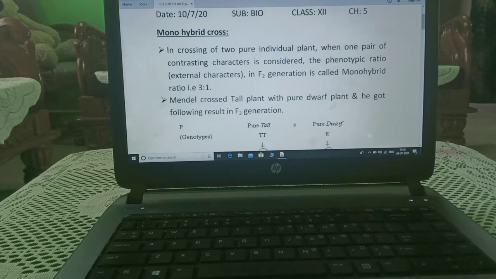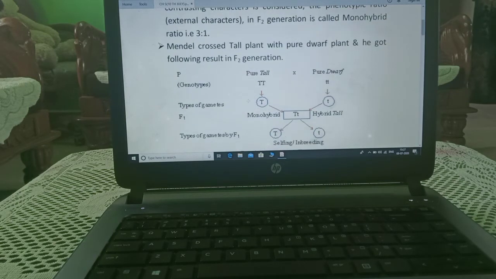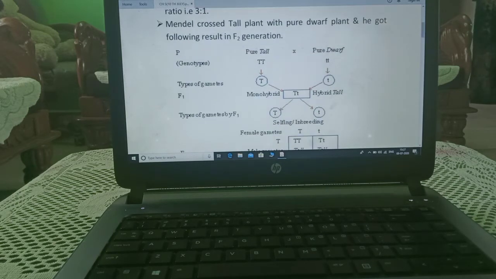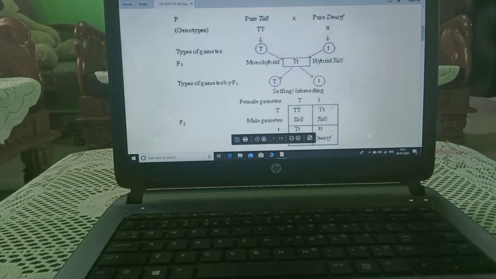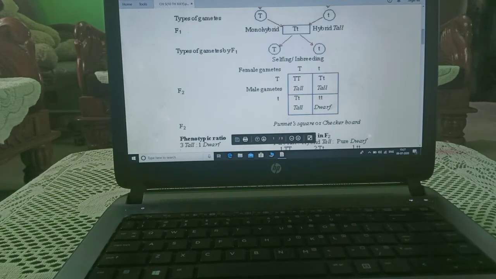Mendel crossed a pure tall plant with a pure dwarf plant, and he got the result like this, as you can see on the screen. This is the pure tall plant, this is the pure dwarf plant. Gamete from capital T is capital T, gamete from small t is small t. Cross gives hybrid tall, capital T small t. Then selfing was done, capital T small t into capital T small t, as you can see.